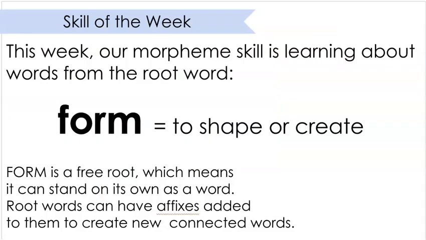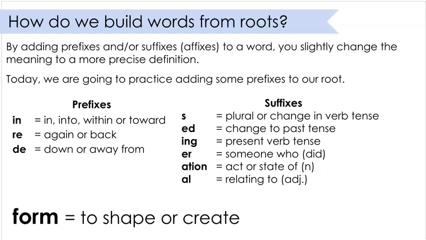So as a reminder, this week our skill is learning about words from the root word form, which means to shape or create. Form is a free root, which means it can stand on its own as a word. Root words can have affixes added to them to create new connected words. And affixes is just a word that means prefixes and suffixes. Now, how do we build words from roots?